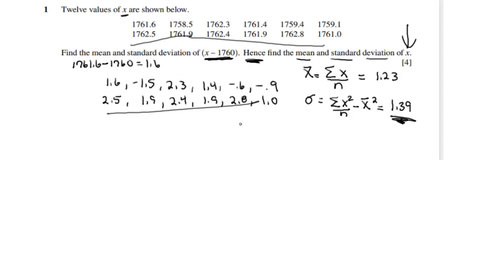And so what I've got to do is I've got to take the mean that I found, 1.23, and then I've got to add back the number I took away from each one of the values, which gives me a mean of 1,761.23.